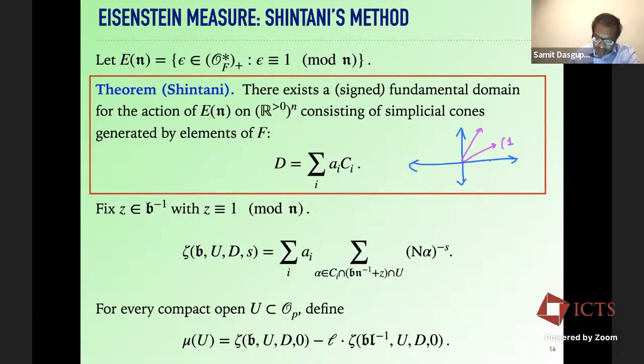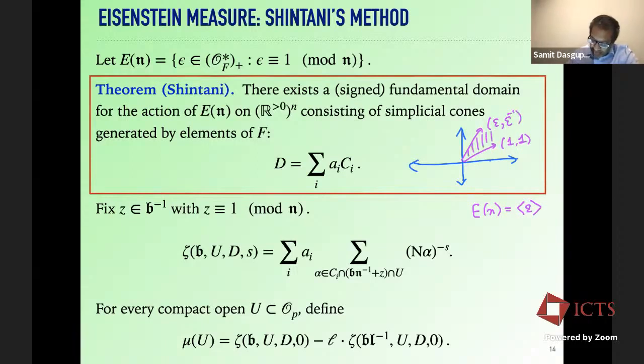And then if I take a generator epsilon for E_n, in this case E_n is just cyclic, generated by some epsilon, right? So the group of totally positive units in a real quadratic field is cyclic, isomorphic to Z. And so that will be embedded, in terms of the two real embeddings, as epsilon and epsilon inverse. And then this will be a fundamental domain.